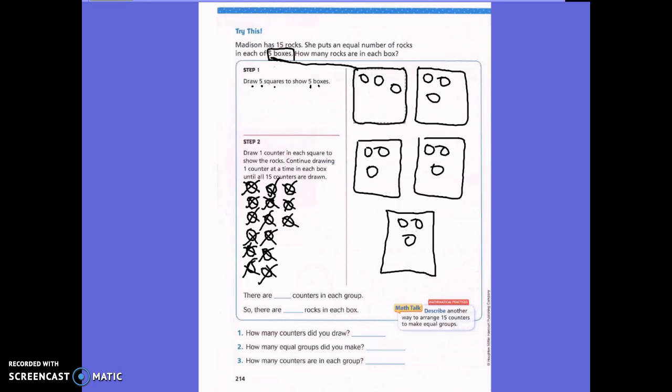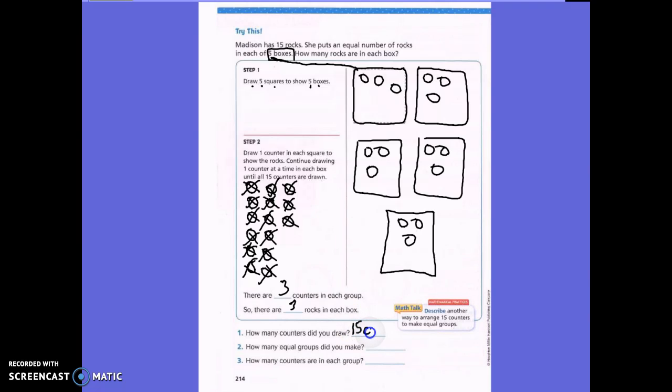Do your boxes look like my boxes? How many counters are in each of those groups, everybody? 3. So how many rocks would be in each of Madison's boxes? 3. Okay, now, in all, how many counters did we draw? Everybody?